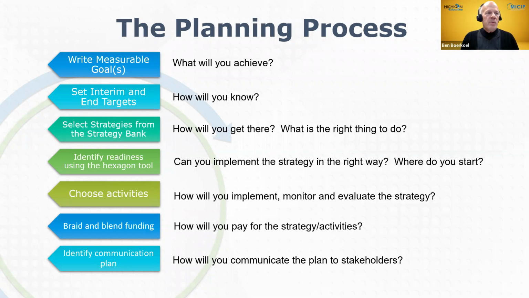Obviously, the main part of the ESSA requirement around strategies is done from the strategy bank. We analyze what we have the capacity to do, as well as whether a strategy is the right strategy, using the hexagon tool, choosing the activities, braiding and blending of funding, and then identifying our communication plan. So I'd like to spend just a couple of minutes about that, and then Terry's going to spend the majority of her time talking about the planning process itself.